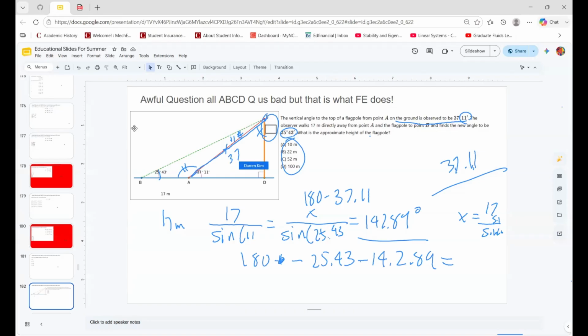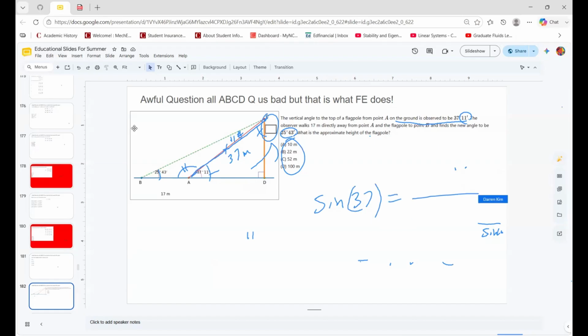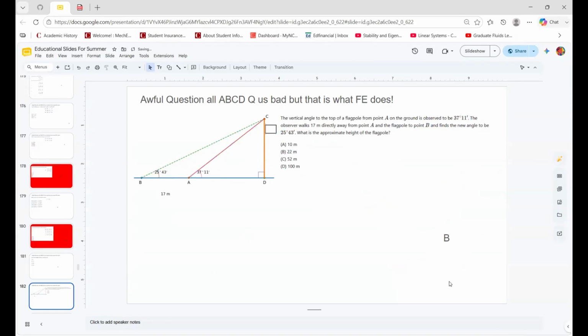Okay, so I get about 37 meters. That sounds about right, doesn't it? I get 37 meters. With that said, now we have an angle over here. We can use sine. So sine of 37 about equals the h over... no, that's not right. I was thinking of it as a hypotenuse. So we can do 37 times sine 37 over the height of the flagpole, and that is 22. That's B. So that was fast, as you can tell. Then we can just clear it and move on.